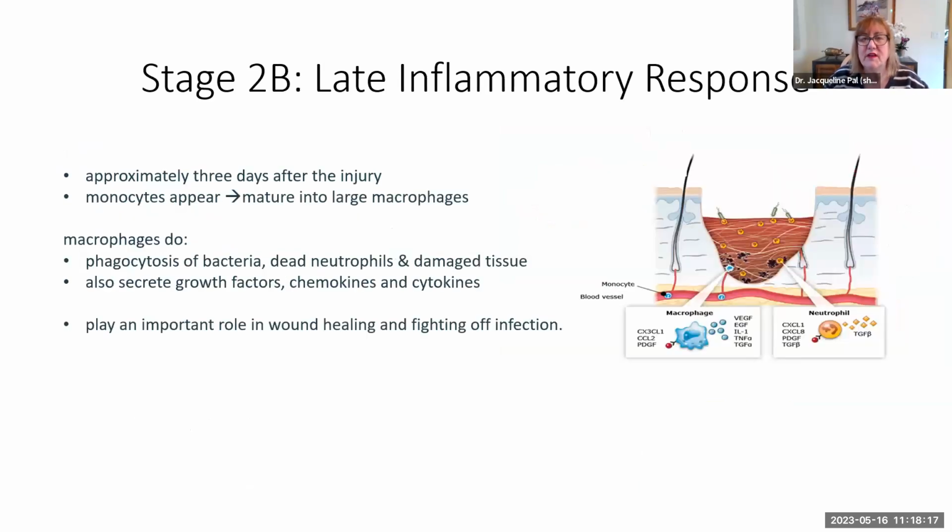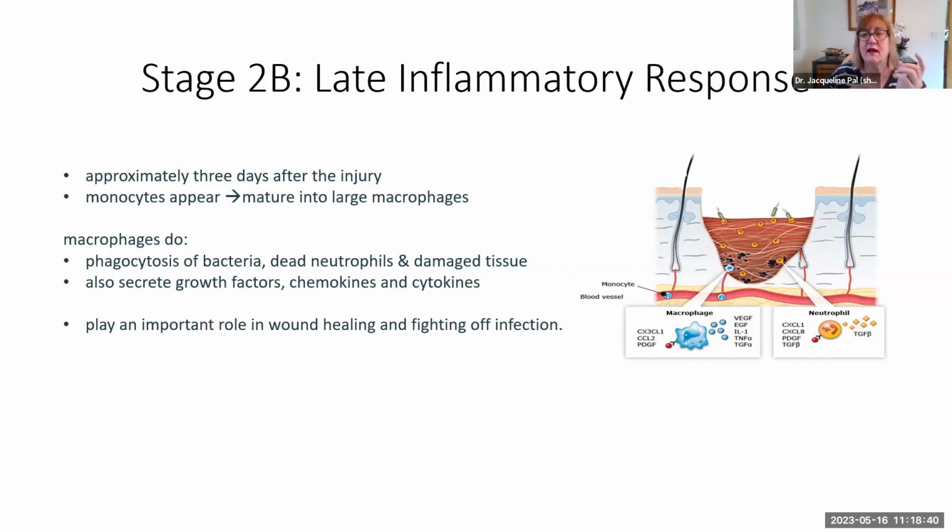Okay, so moving on to the late inflammatory response. Well, late is a relative term. What it means is not the first day, and it's not the second day, it's day 3. So in day 3, now we're going to start not only having neutrophils show up, but we're going to have macrophages show up that have monocytes as their parents.